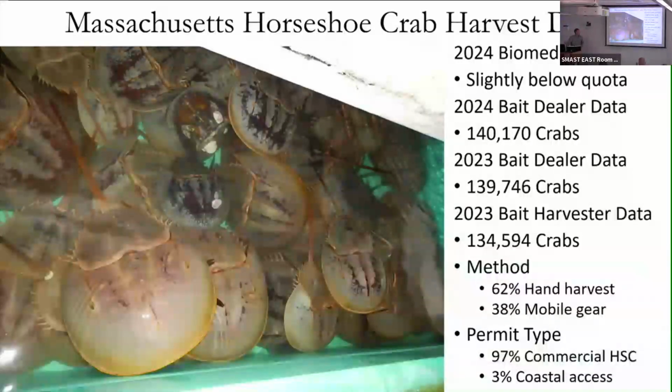The method of harvest in 2023 was mostly hand harvest. It's a bit of a change from what it had been most recently. It's been mostly mobile gear recently. Permit types: 97% were caught by commercial horseshoe crab fishermen, with 3% by coastal access permits. Those are both limited entry permits.